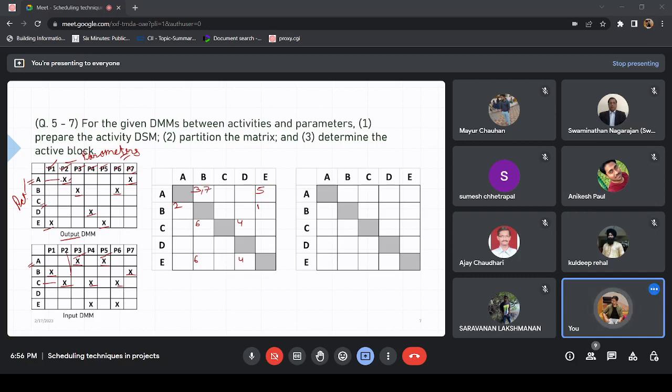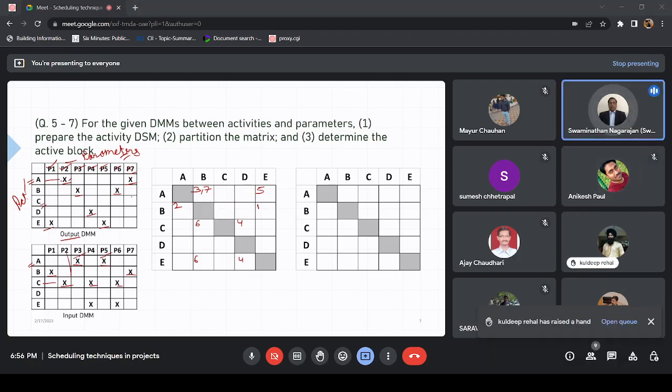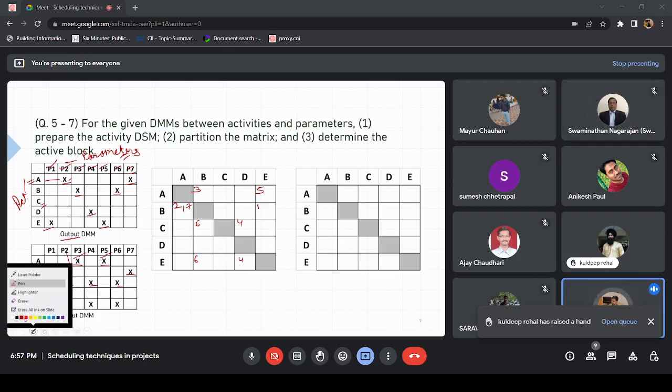Have we written right? I mean the numbers. Did you guys follow till here? P7 is wrong actually. A produces P7, used by C, right? Okay, A gives P7 and B uses P7. So 7. Okay. Now we'll just put the X marks here and get the DSM we are used to looking at.